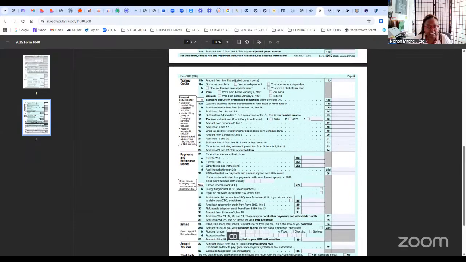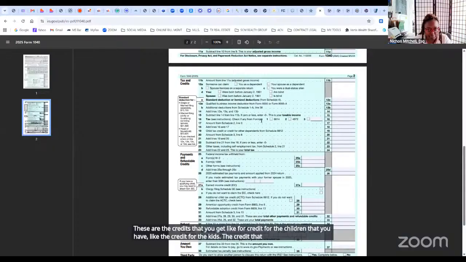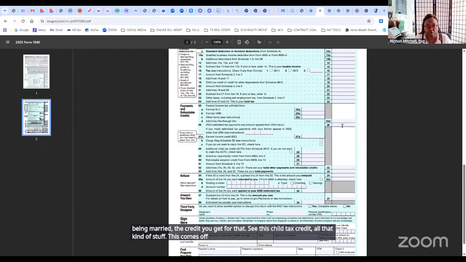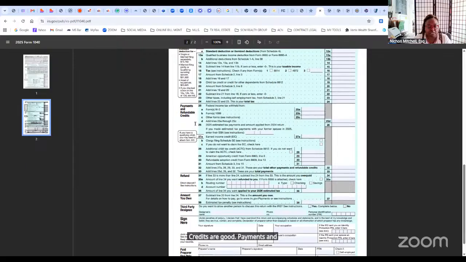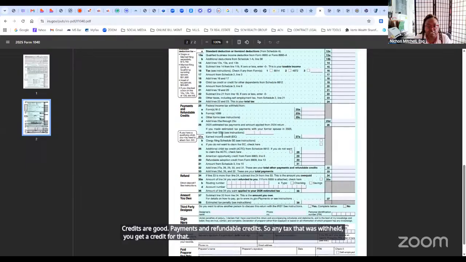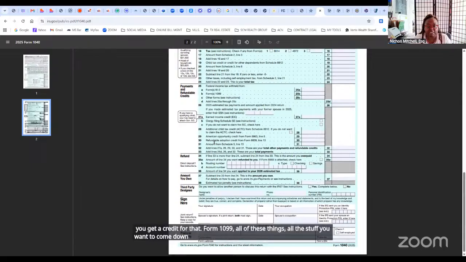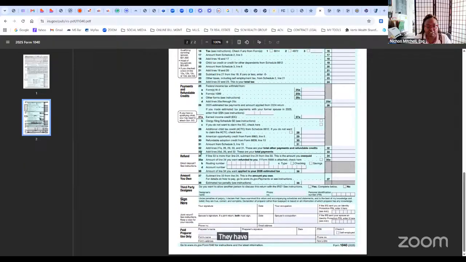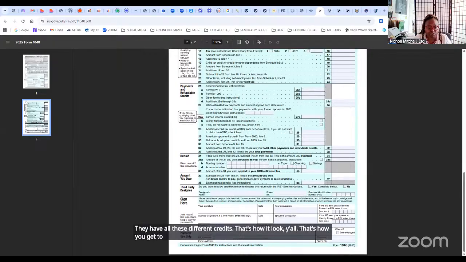See these taxes and credits, these further come off. These are the credits that you get, for the children that you have, like the credit for the kids, the credit you get for being married. See this child tax credit, all that kind of stuff. This comes off. Credits are good. Payments and refundable credits. So any tax that was withheld, you get a credit for that. Form 1099, all of these things, you want to come down and look through this and say, do I have any of this stuff? Look at the American Opportunity Credit, the refundable adoption credit. They have all these different credits. That's how you get to a refund or the amount you owe.